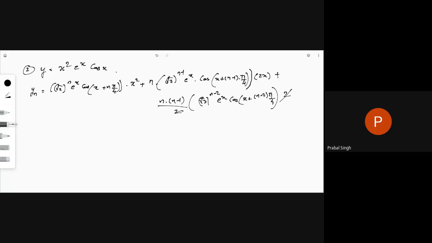So where did that root 2 come from? You have the formula for the nth derivative of e to the power ax cos of bx. In that formula, the value of r is under root of a square plus b square. In this, a and b both are 1. So under root of 1 square plus 1 square is root 2. Right?